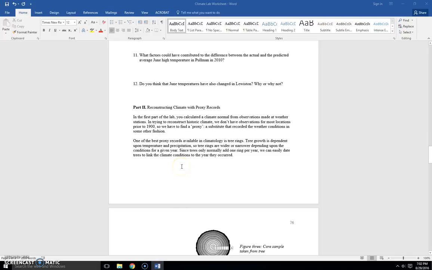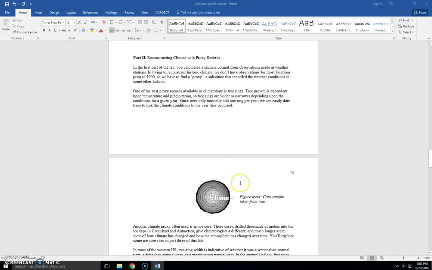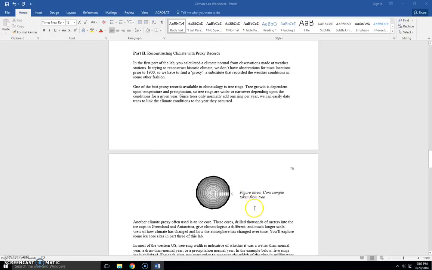One of the best proxy records available in climatology is tree rings, dendrochronology. Tree growth is dependent upon temperature and precipitation, so tree rings are wider or narrower depending upon the conditions for a given year. Since trees only normally add 1 ring per year in our climates, we can easily date trees to link the climate conditions to the year they occurred by counting, right?